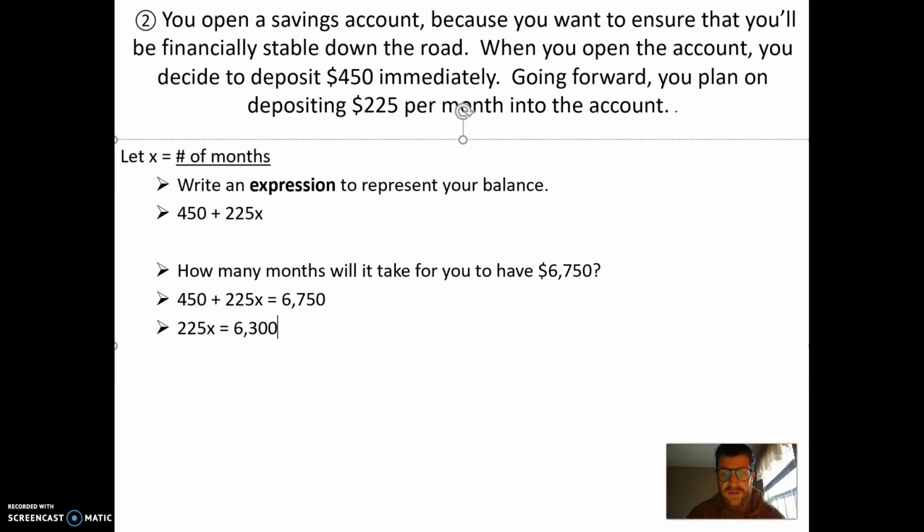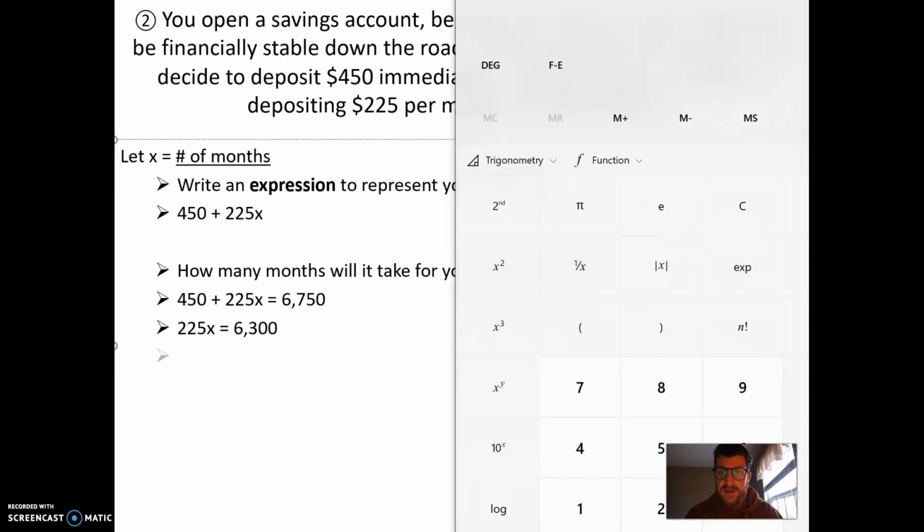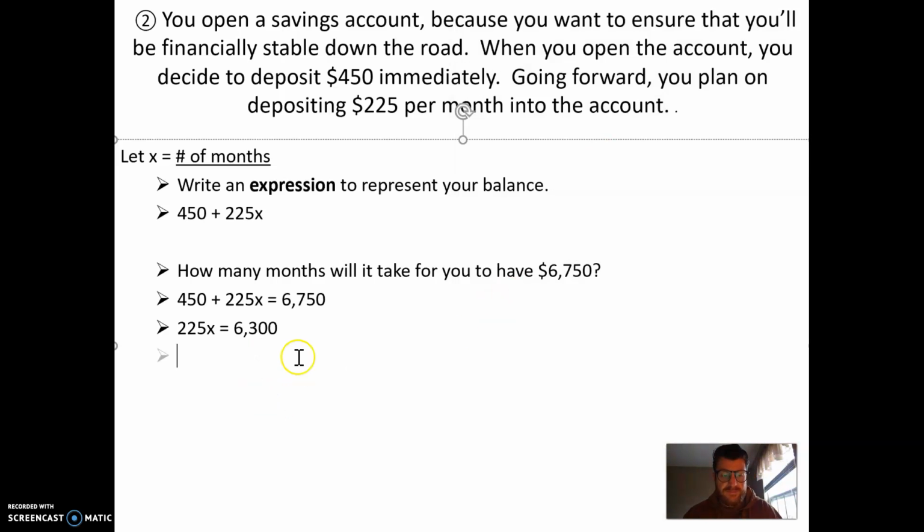Now we have to continue to get x alone. So 225 is being multiplied by x, so we need to do the opposite operation, which is division. So divide by 225. I'm just going to do this off to the side. 6,300 divided by 225. You should get 28. And the unit is months.